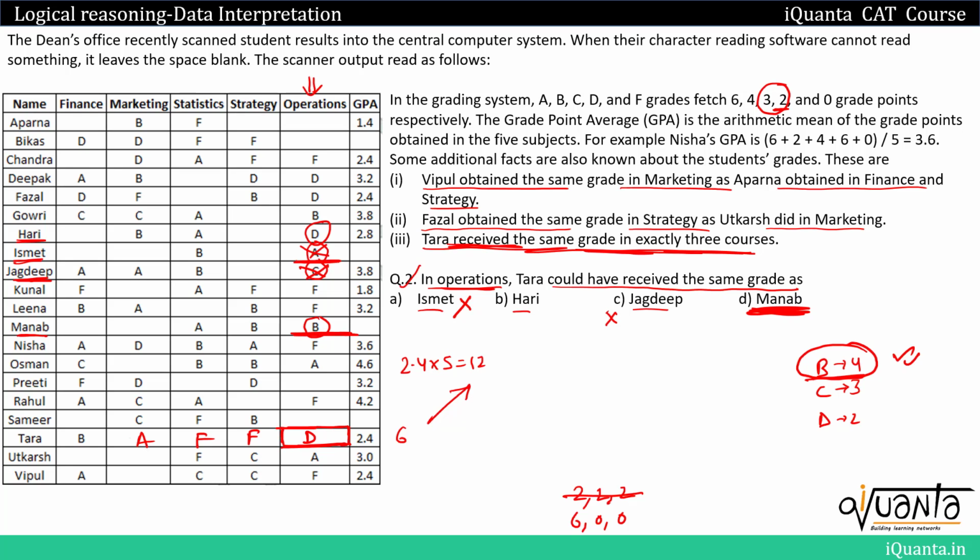There's only one person, who is Manav over here. So Tara will be getting the same grade as Manav in operations. Option D will be the correct answer to this question. Let's solve the next question now.